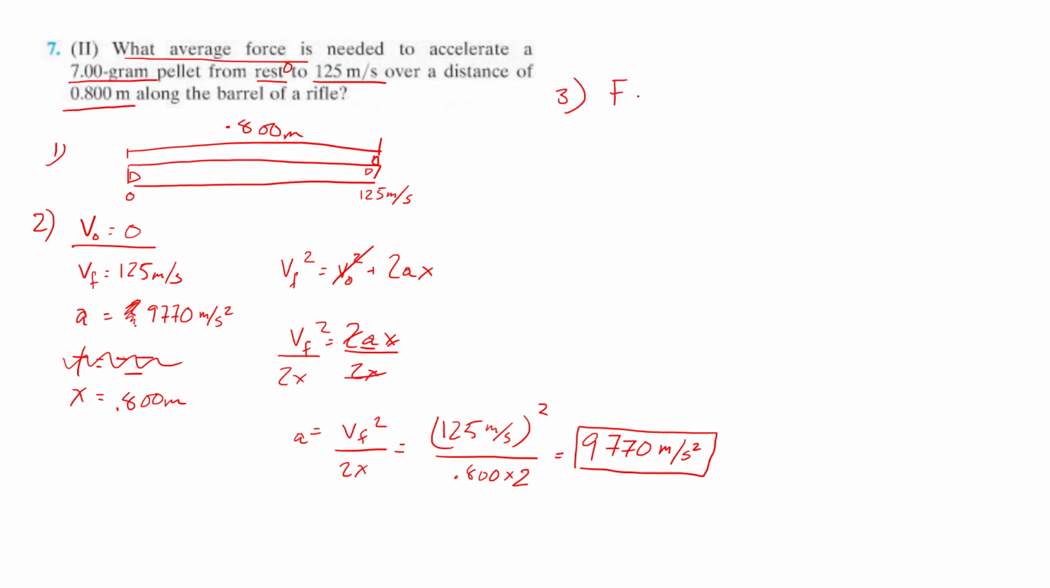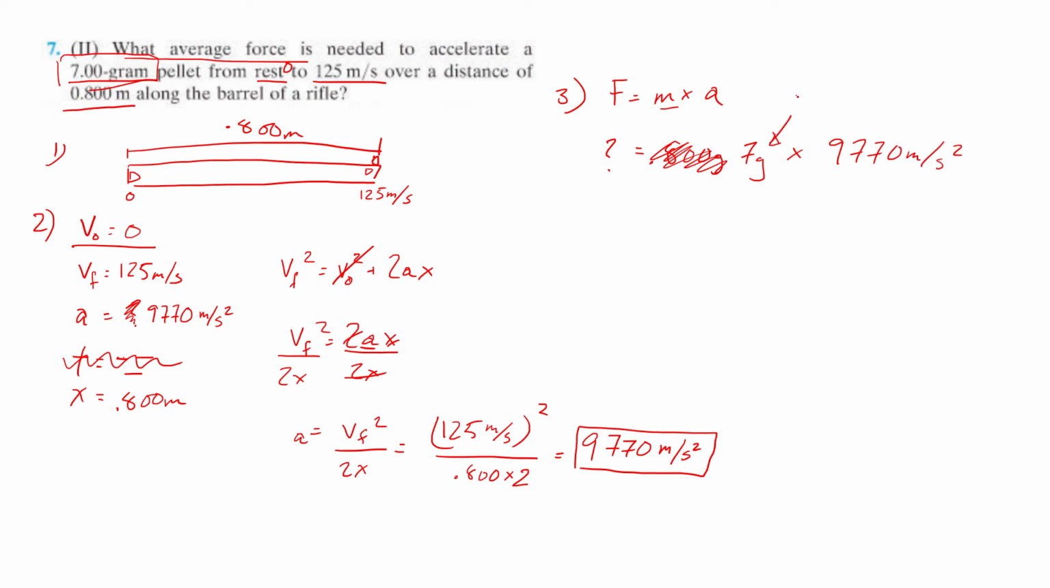We know that F is equal to m times A. We want to know F. We know the mass. It's 0.800 grams. Where did I put? Oh, wait. No. I'm all goofed up. Mass is 7 grams. Aha. Mass is 7 grams. And then we know that the acceleration is 9,770 meters per second squared.